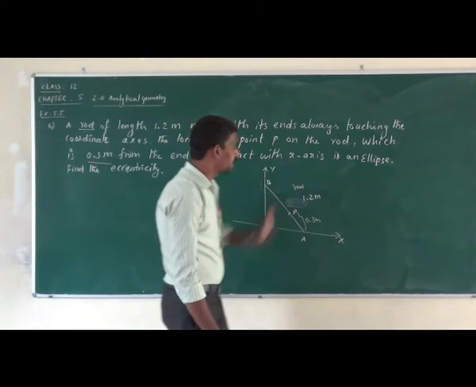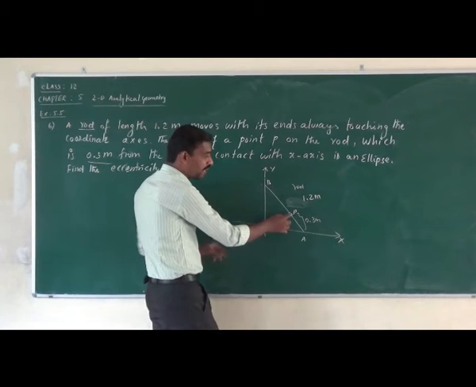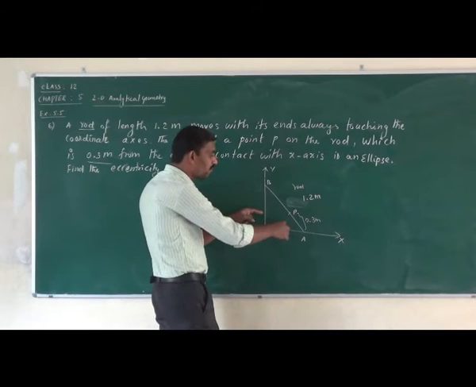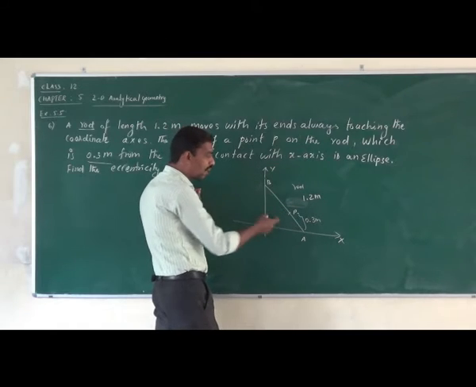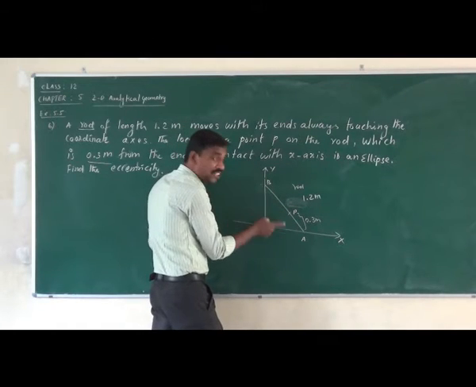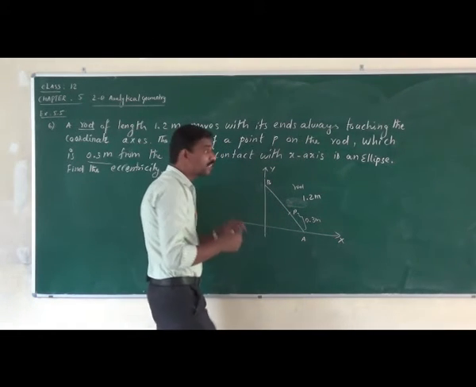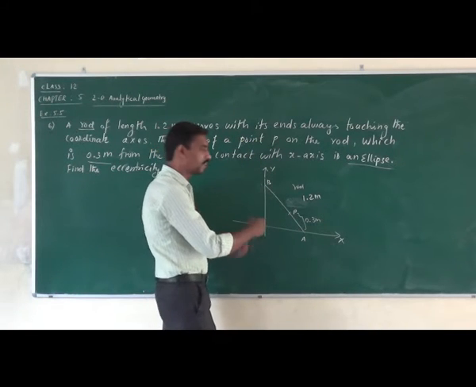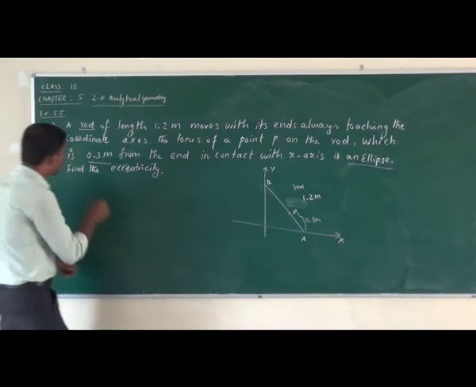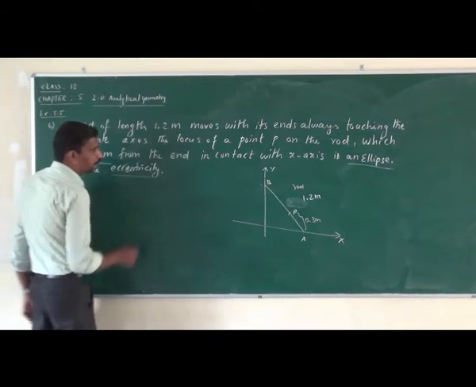So it is an ellipse. That means the point P always rotates about the rod and always touches the coordinate axes. Then the locus should be an ellipse. The given locus of the point is nothing but an ellipse. Now we want to find the eccentricity.